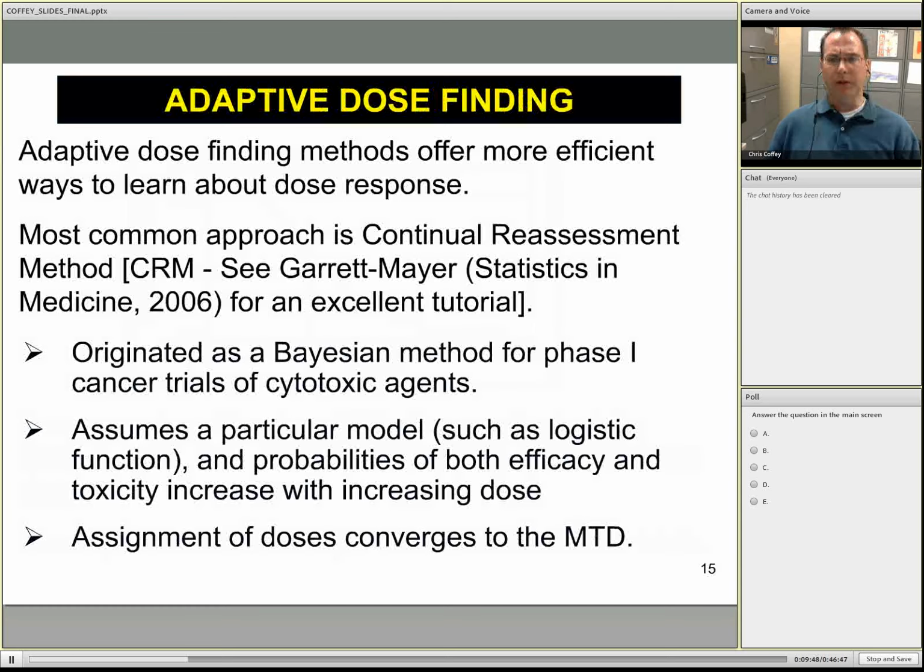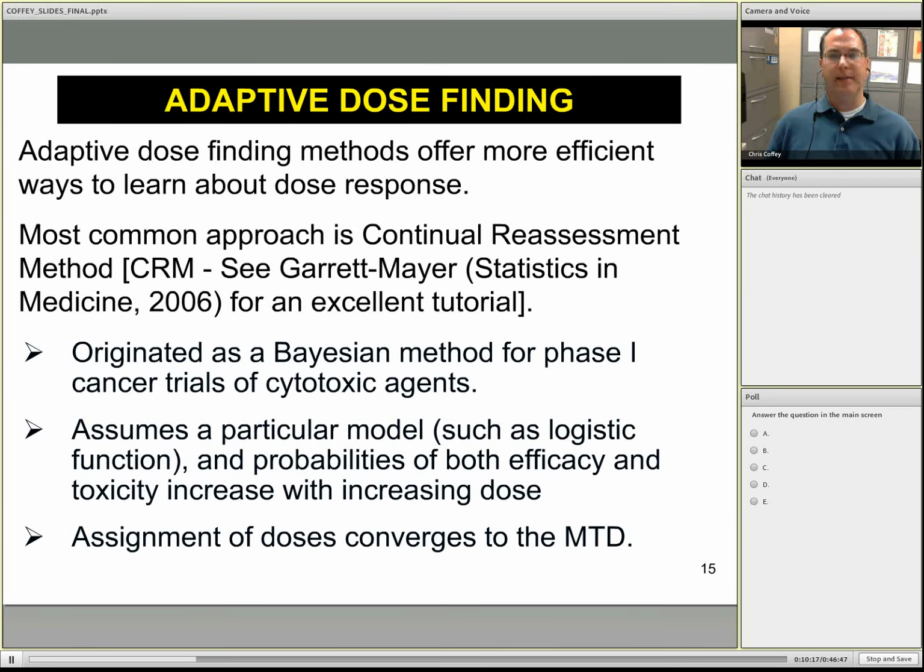To get around that, adaptive dose finding methods have been proposed. The most common and one that's used probably the most is the continual reassessment method. There are a number of papers about the method. I think one of the best for a simple tutorial is one that appeared in Statistics in Medicine almost 10 years ago now, which is a very easy to read tutorial which gives the basics of the method in a non-mathematical, non-statistical for the most part assessment.